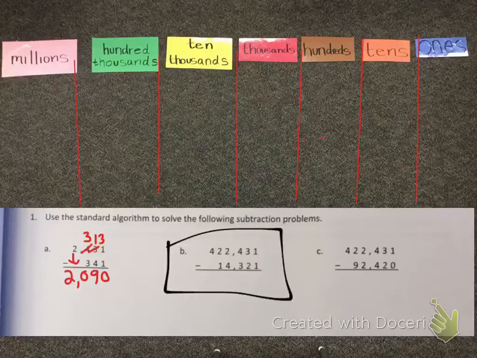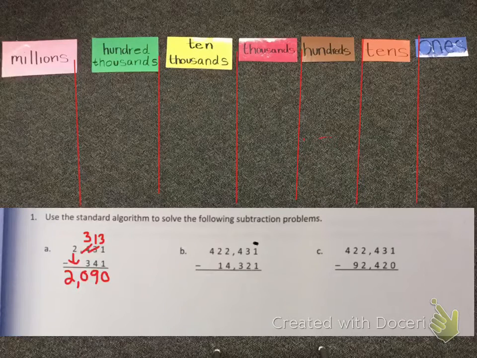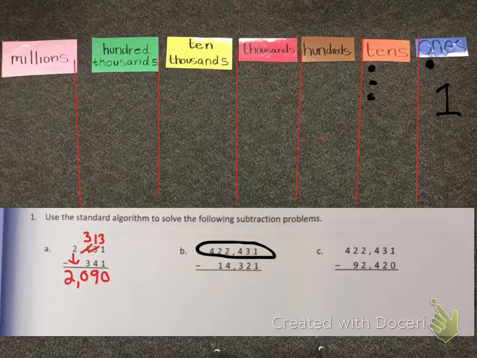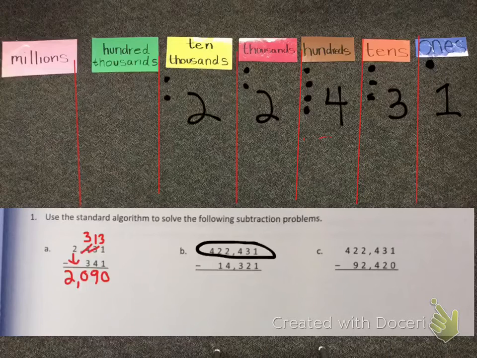All right, we're going to be working on 2 here. So I'm going to be placing 431 on the place value chart. So I have 1 here, I have 3 tenths, 4 hundredths, 2 thousandths, 2 ten thousandths, and 400 thousandths.